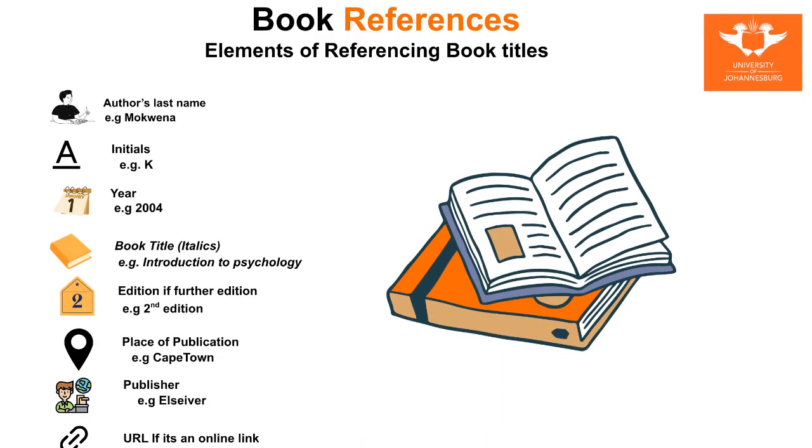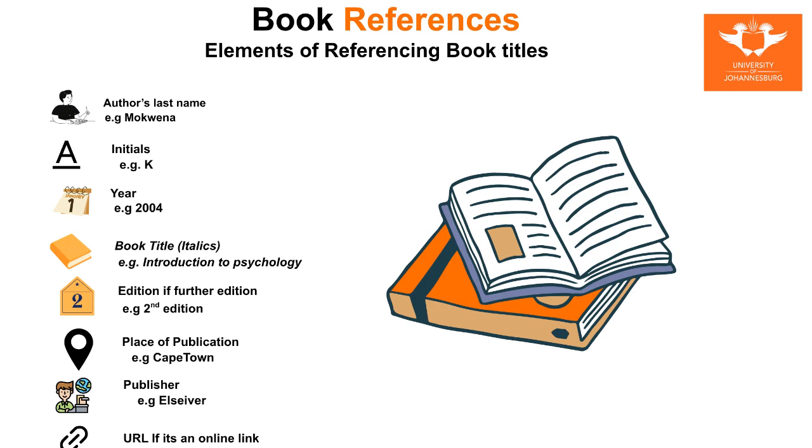Full reference list examples. Let's start by looking at how to reference a book using the UJ Harvard referencing style. When creating a full reference for a book, there are several important elements you need to include. First, the author's last name. Next, include the author's initials. Then include the year which the book was published. Then add the title of the book. Remember, the book title should always be written in italics.